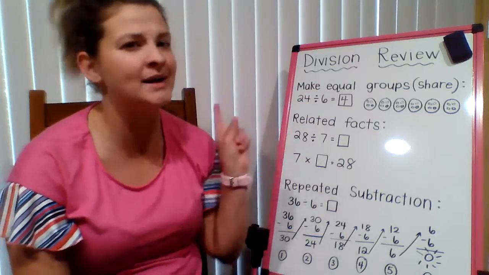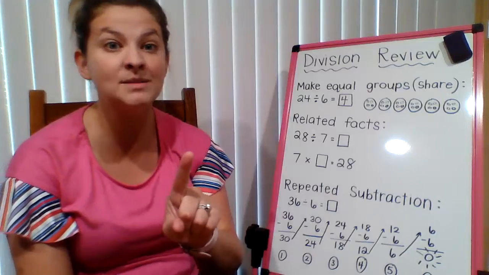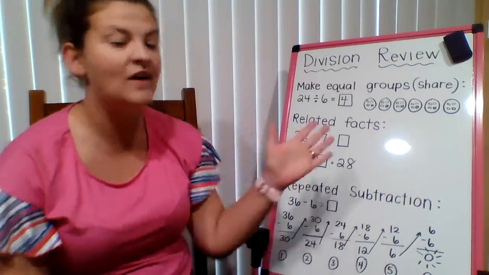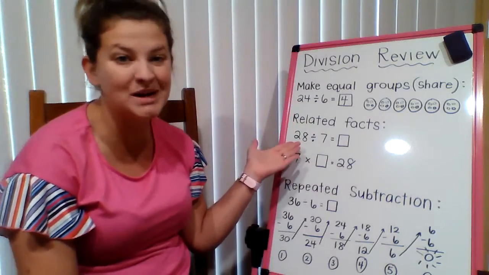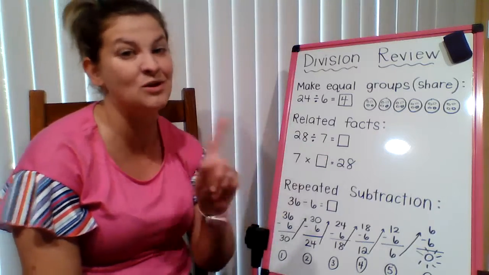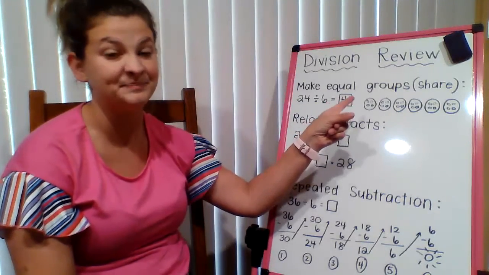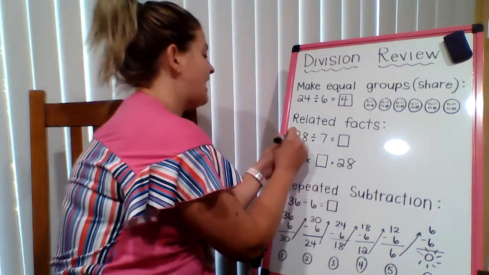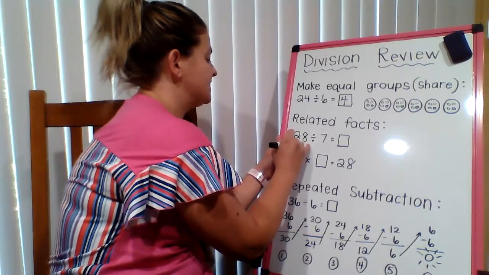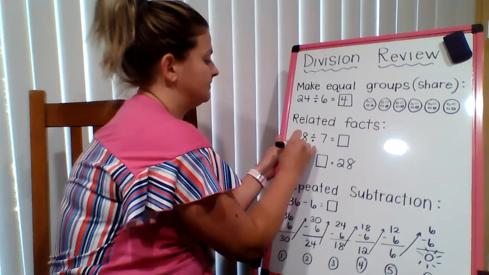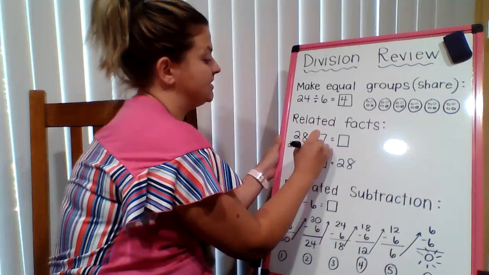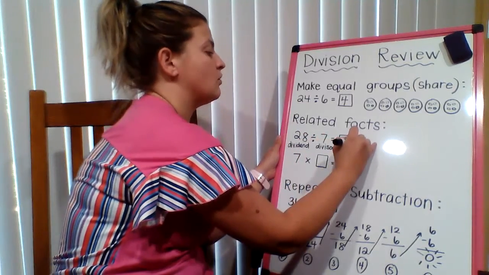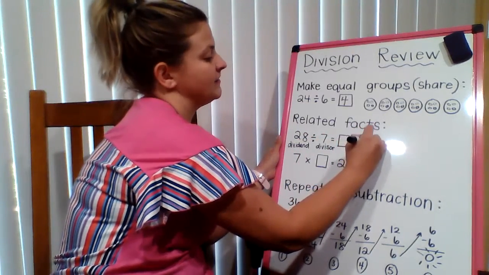So I just told you how to check your work by using multiplication, which is what a related fact is all about. Friends, maybe we don't know what 28 divided by 7 is, and we don't really want to do the sharing method. Is that okay? Yes. Remember, we have the dividend. We have the divisor. And we have a quotient right here.